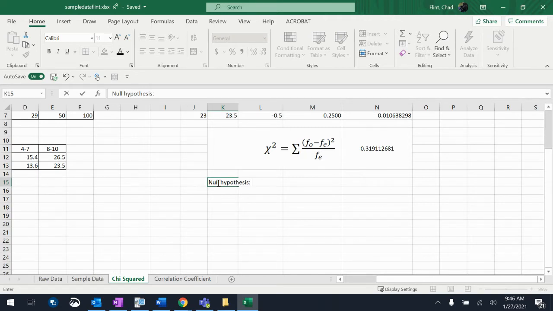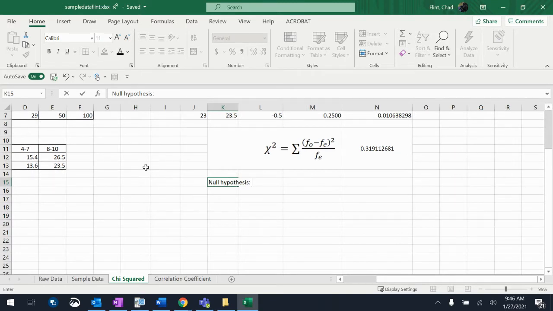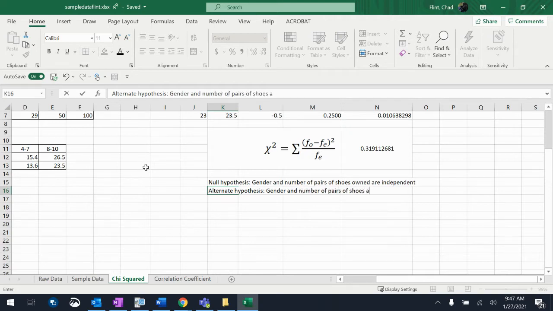So here it's gender and pairs of shoes. Remember, the null hypothesis is always that they're independent. So gender and number of pairs of shoes owned are independent. The next column I'm going to put alternate. Next cell, alternate: gender and number of pairs of shoes are not independent.